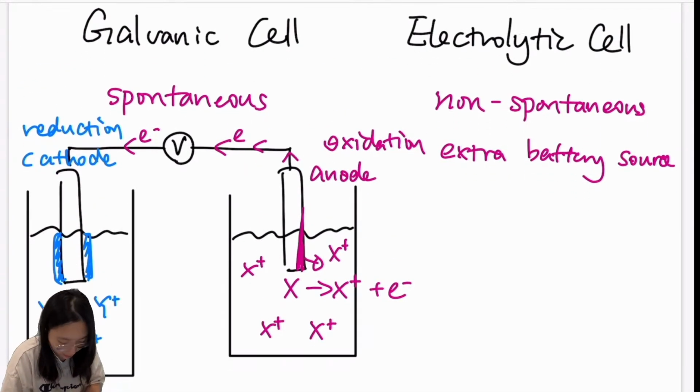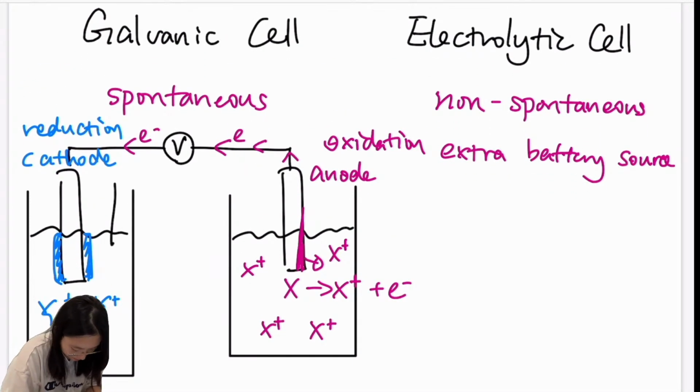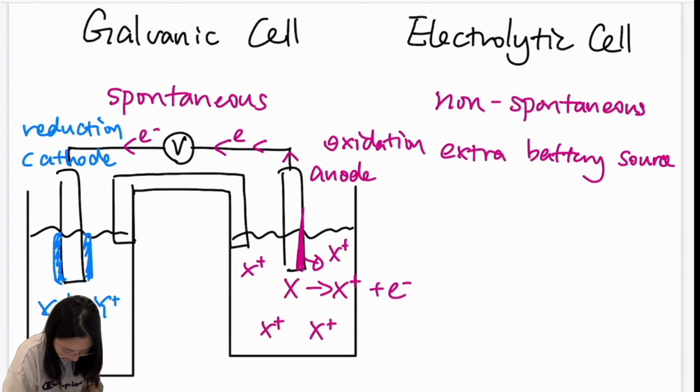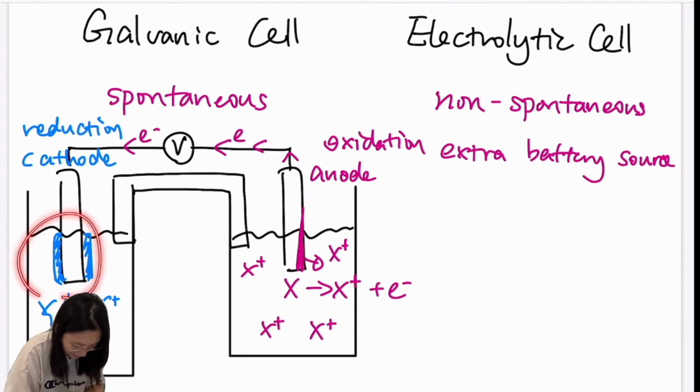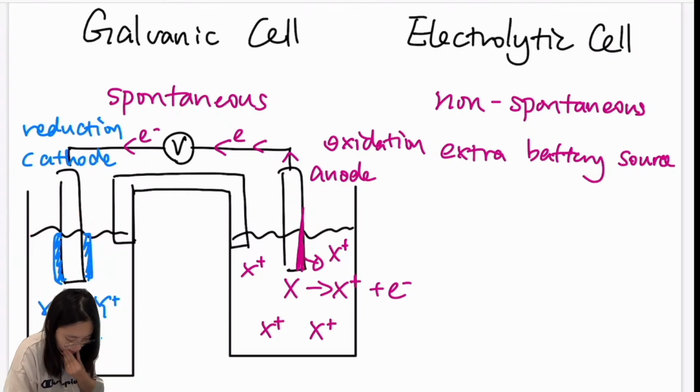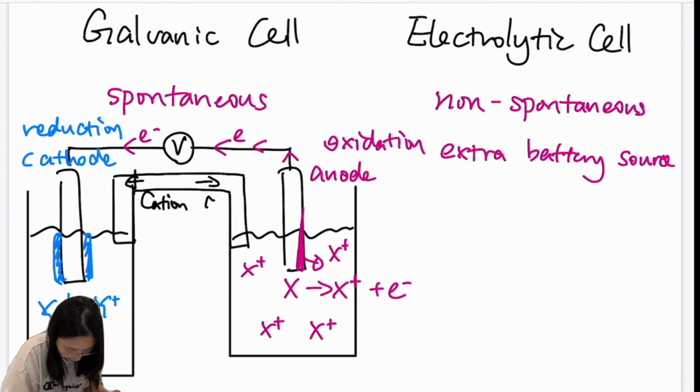And then you also need a salt bridge. The salt bridge is just to balance out the concentration of the cations and the anions. So let's say on the cathode side, you will observe a decrease in the cations, so you want to compensate for that loss. So you want the cations to move to the left, and you want the anions to move to the right.